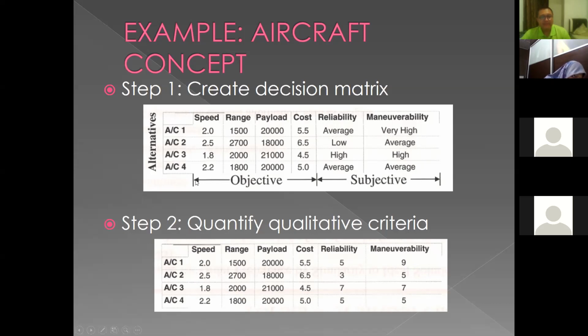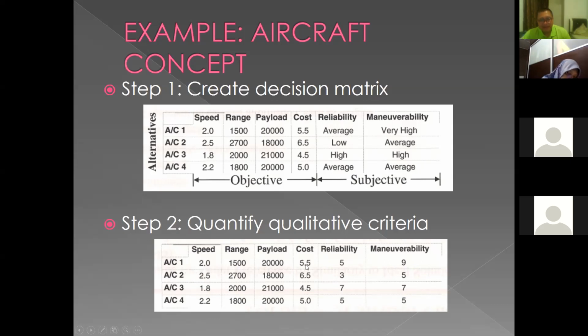Down here you can see that speed, range, payload, and cost are all mentioned in numbers, so it is objective. On the last 2 columns here, it is mentioned in words to represent their characteristics, so it is subjective. So we need to make it more objective, and we need to change it into numbers. You can see down here, step number 2.